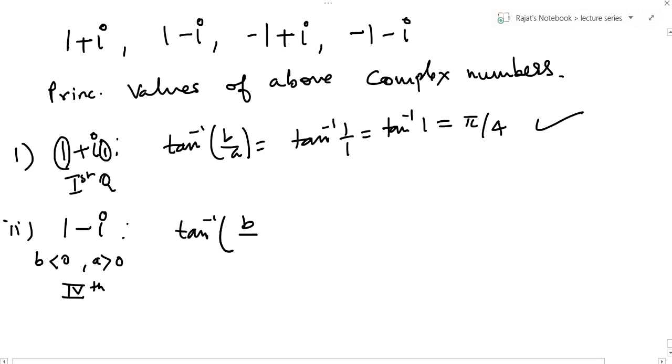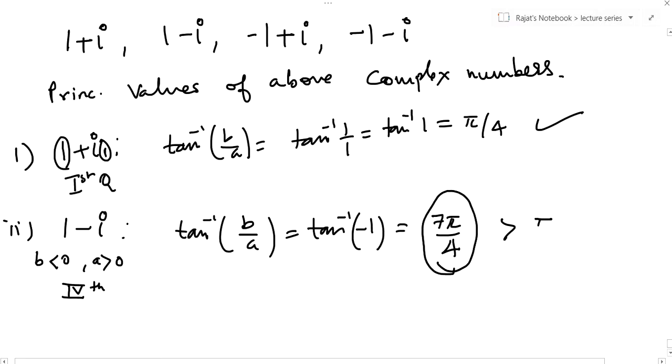Solving it, we'll get tan inverse b by a, tan inverse of minus 1, and last time, if you remember, we were getting two angles, one in the second quadrant, 3 pi by 4, and another in the fourth quadrant, 7 pi by 4. And I told you we will not take the second quadrant value because b is negative and a is positive, so the angle should be in the fourth quadrant. So we got 7 pi by 4. But 7 pi by 4 is greater than pi.